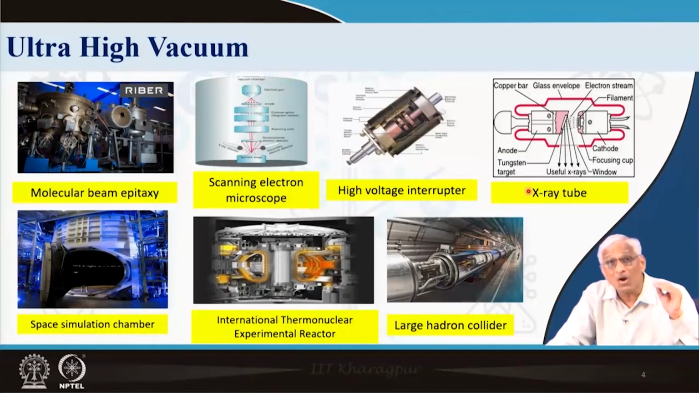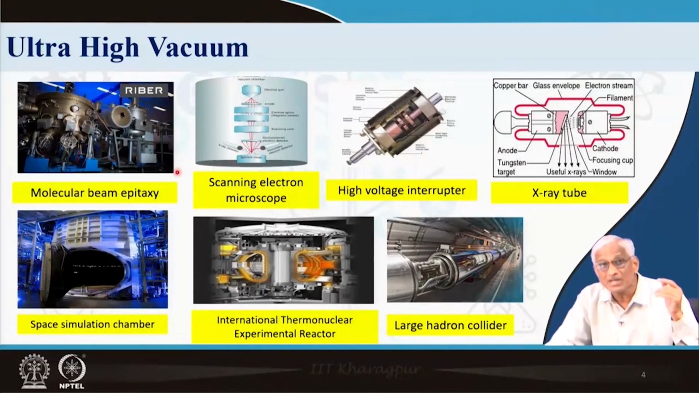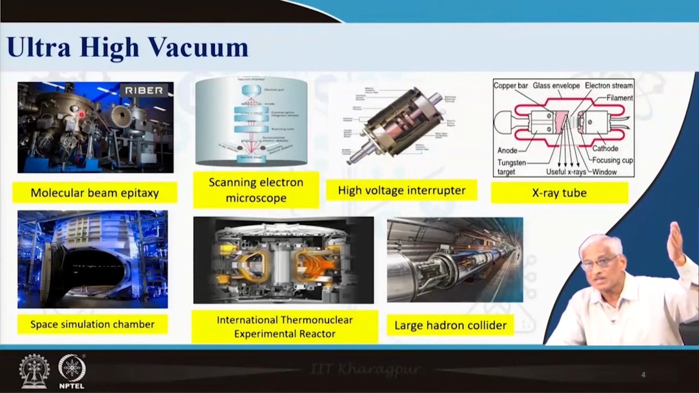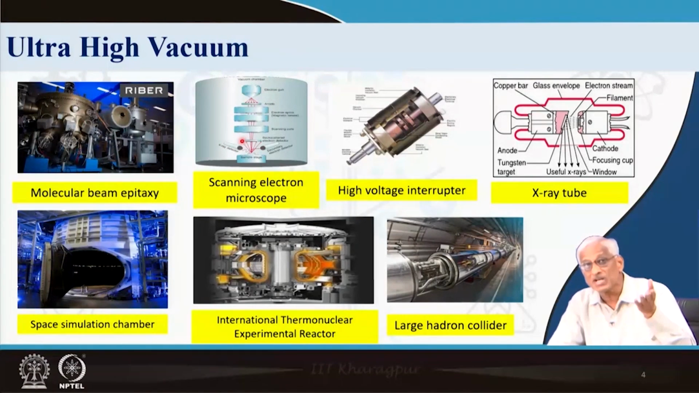They utilize long mean free path, so scattering is less. They utilize long mean free path, so that the distance between the source and the substrate is less, so you will get pure films. They utilize no collision at all, so that the electron beam will travel all the way and get diffracted to produce meaningful patterns, etc., etc.